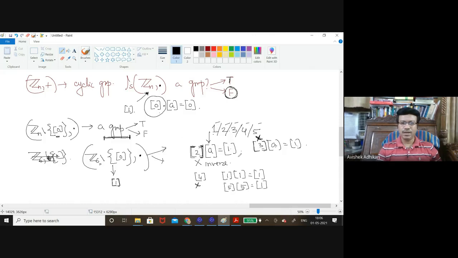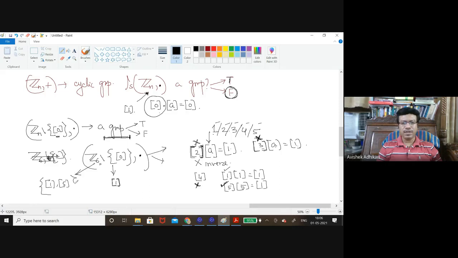So 1 is having an inverse, 2 does not have, 3 does not have, 4 does not have, 5 has. So 5 has an inverse. Out of all these elements, we can see that only class 1 and class 5 have the multiplicative inverse.